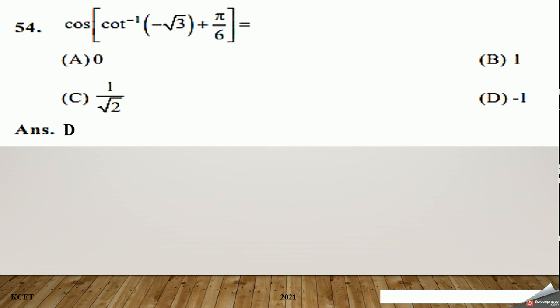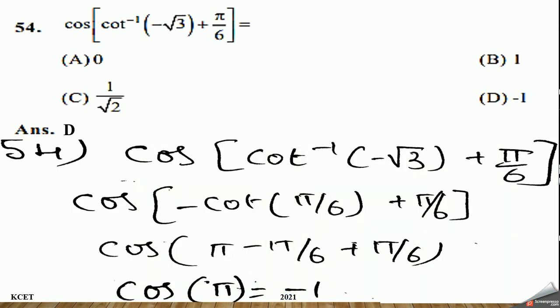Coming to this, already we know the value of cot inverse of minus 3, which is equal to pi minus cot pi by 6. And already I have here pi by 6, which gets cancelled. Cos pi is minus 1.